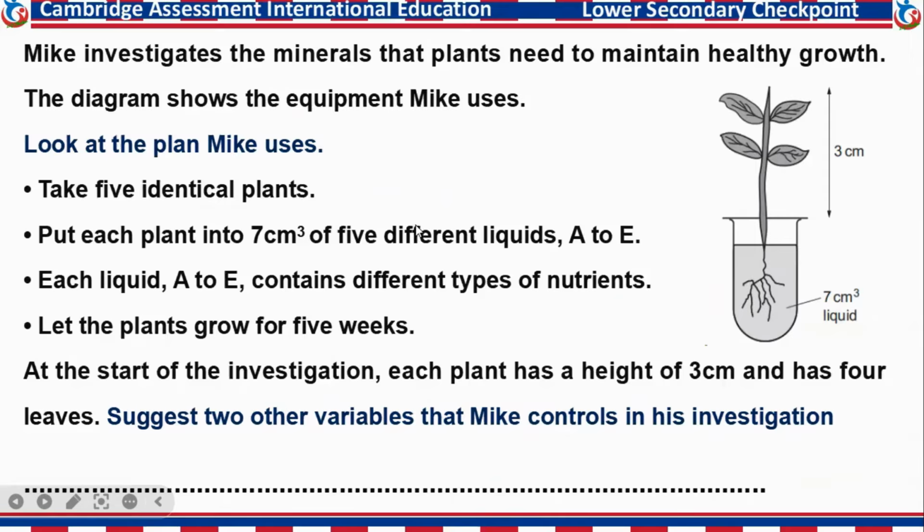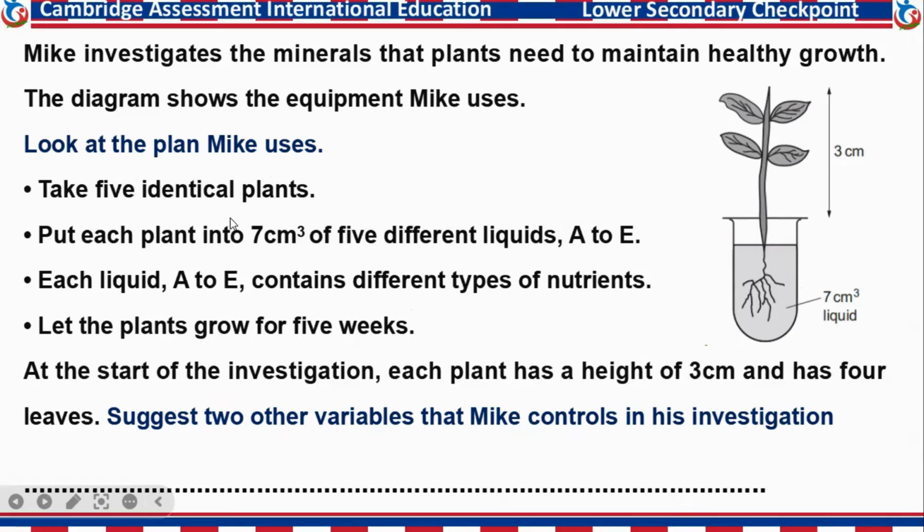It says, Mike investigates the minerals that plants need to maintain healthy growth. The diagram shows the equipment. So in the diagram here, you can see the plant growing. We measure the height to which the plant has grown. Then the containers there, you have liquid with nutrients, some without nutrients and all of that. So look at the plants Mike uses. So here are the plants.